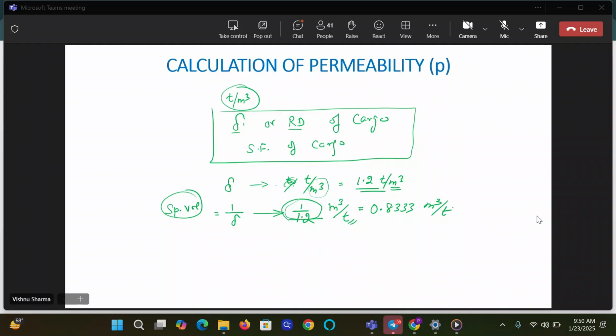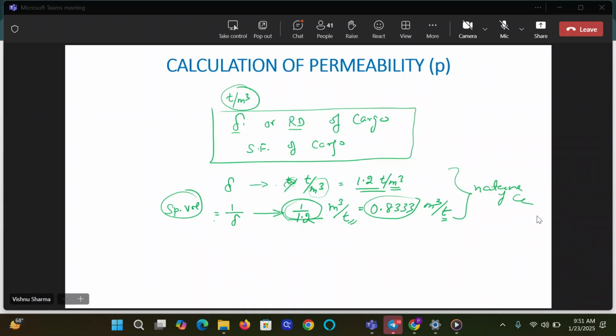What does it mean, beta? It means if I take 1 ton of this cargo, it will occupy 0.8333 cubic meters of space, wherever I keep it, whether in my home, on my ship, or on my floor. Every ton of this cargo is going to occupy this, and this is driven by the nature of the cargo. Obviously, 1 ton of iron ore will occupy much less volume. 1 ton of cotton will occupy much more volume.